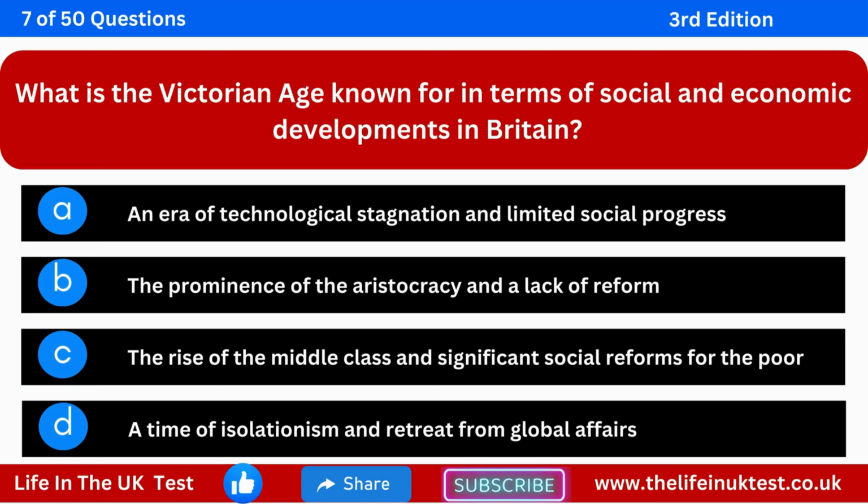What is the Victorian age known for in terms of social and economic developments in Britain? Option A, an era of technological stagnation and limited social progress. Option B, the prominence of the aristocracy and a lack of reform. Option C, the rise of the middle class and significant social reforms for the poor. Option D, a time of isolationism and retreat from global affairs.